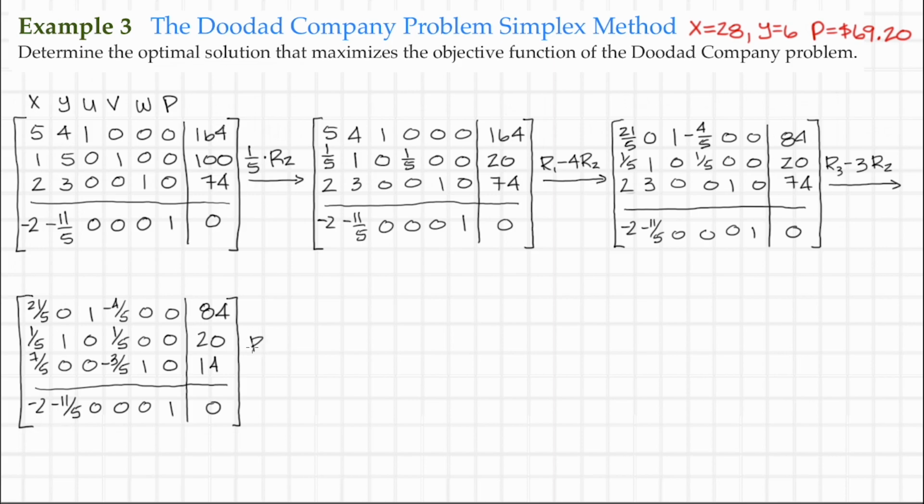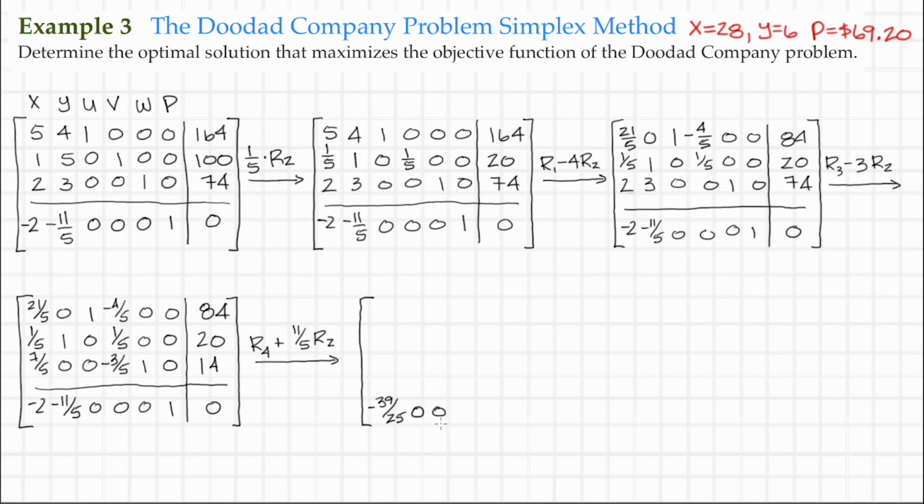So we'll take row 4 and we'll add 11/5 of row 2. Put in our bracket. 1/5 times 11/5 is 11/25. Negative 2 plus 11/25 is negative 39/25. 1 times 11/5 is 11/5. Negative 11/5 plus 11/5 is 0. Of course, that's the whole idea.